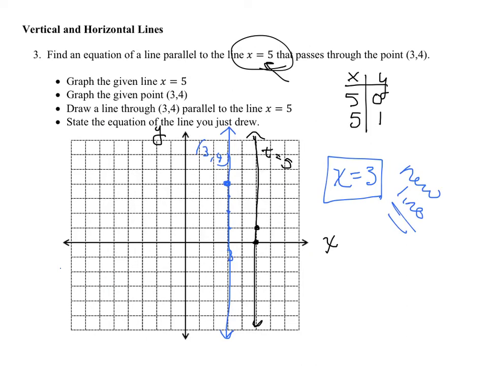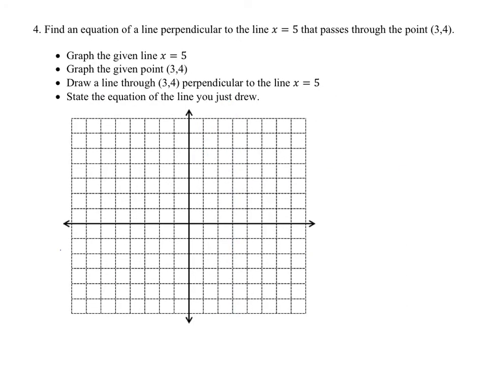There it is. Okay. Now let's do the same thing except finding a line perpendicular. Same point, same everything. So let's rock on and graph x is equal to 5. There it is. Took me a minute to get everything organized. 1, 2, 3, 4, 5. Here's my little x-axis, my little y-axis. X is equal to 5. The point 3, 4. 1, 2, 3. 1, 2, 3, 4. Good.